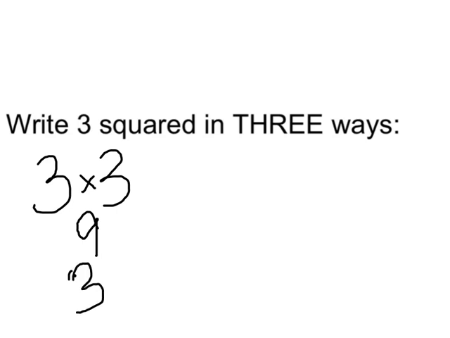The next slide says write 3 squared in 3 ways. These are our practice problems. So first, I know that 3 squared means that I am multiplying 3 by itself 2 times, so I can write it as 3 times 3. I can also solve that. What is 3 times 3? Right, 3 times 3 is 9. And lastly, I can write 3 squared in exponential notation. How do I write it in exponential notation? 3 to the second power. So these are the 3 ways that you can write it.